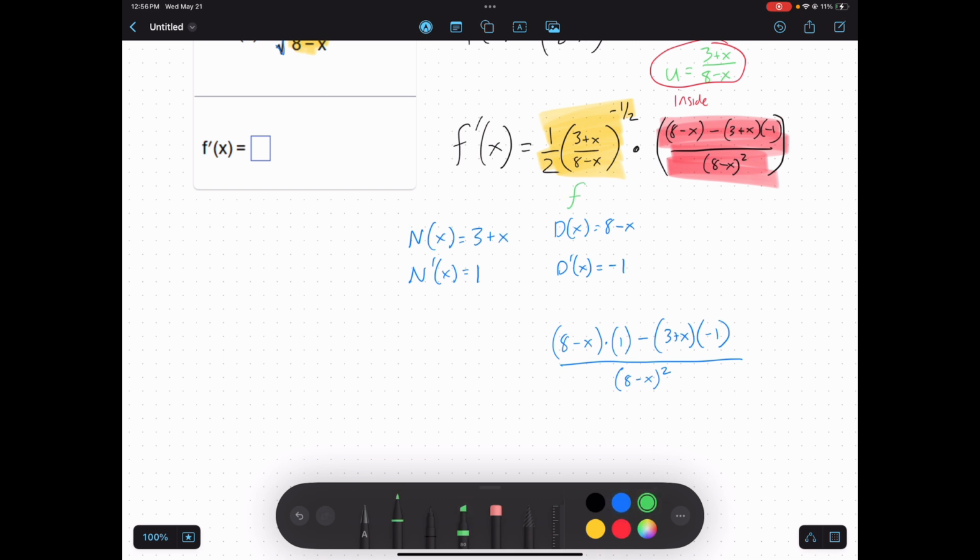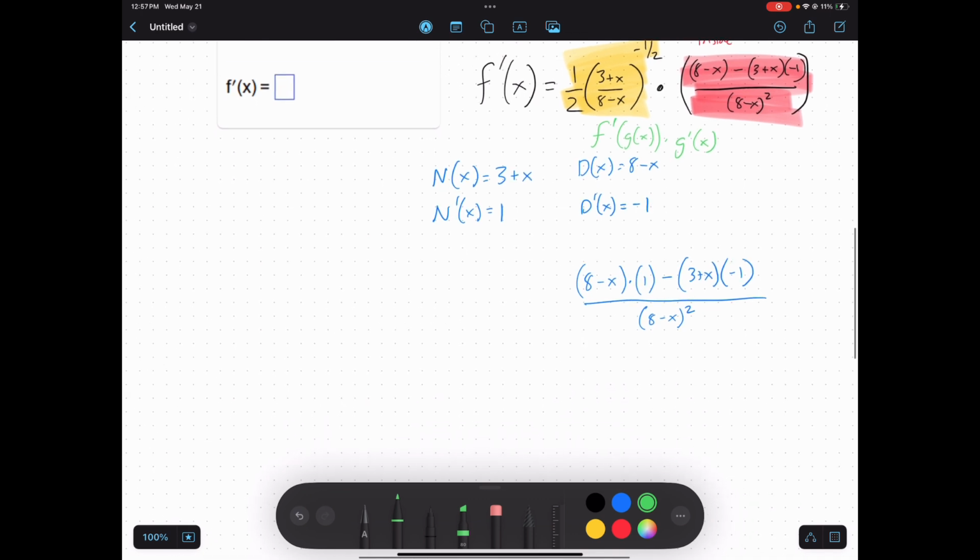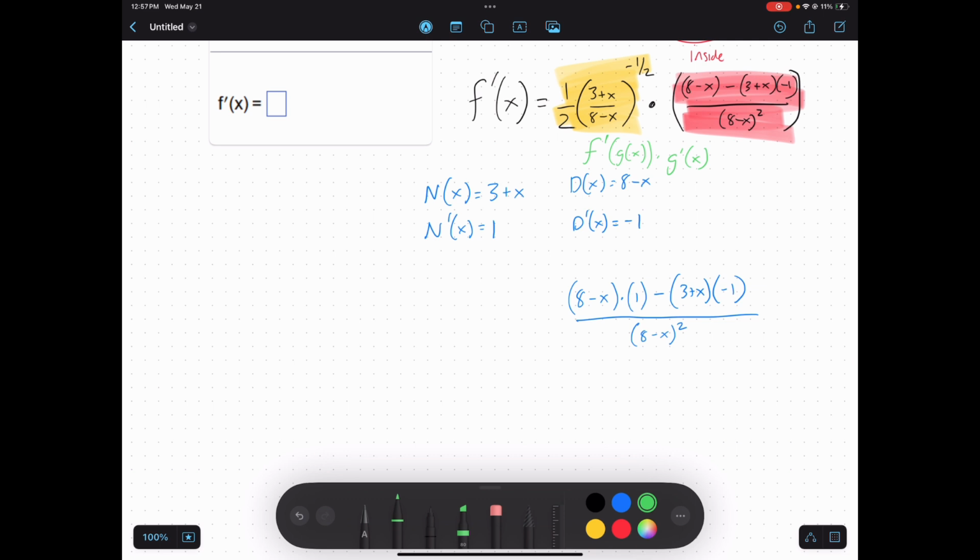Another way I can think about it is I've got my derivative of my outside function with my inside function plugged in, multiplied by the derivative of the inside function, right? That's another way that we've looked at chain rule. Now, of course, there is a lot of simplifying that I can do here, but with Pearson, you don't have to. You can plug it in just like this, and it'll give you credit. And so it's up to you whether you want to practice simplifying. It's always a good idea to practice simplifying, but you're also just welcome to plug it in like this.